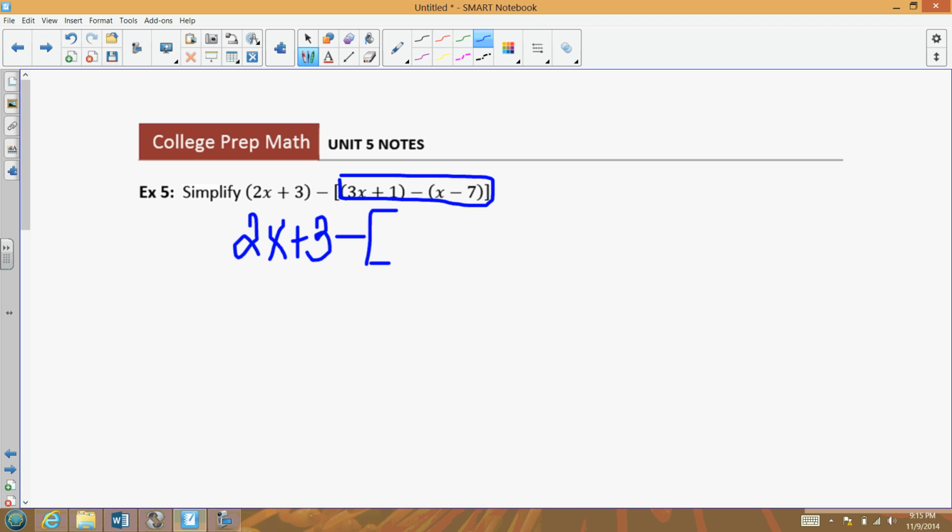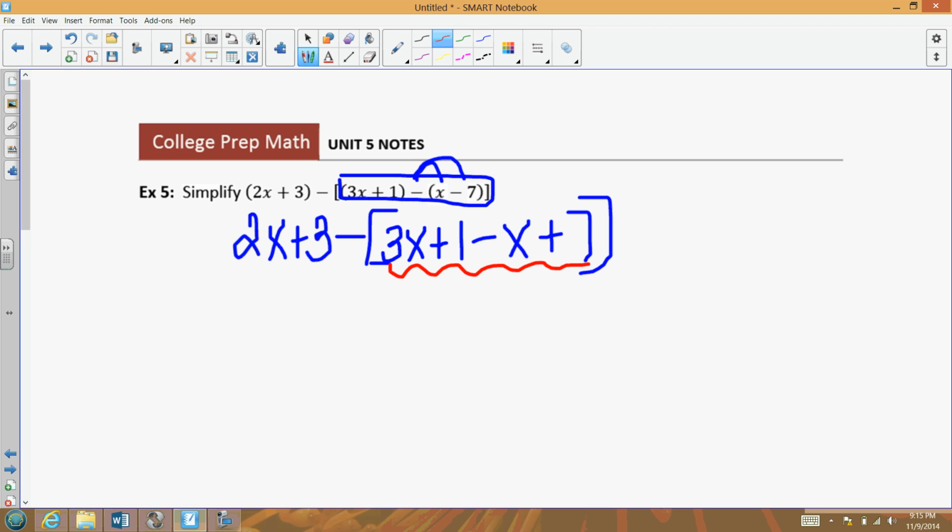So the 3x plus 1 is just going to become 3x plus 1. I don't need to worry about doing any distributing. But the next step here, I do need to worry about distributing that negative. So it's going to be minus x plus 7. And these are all in the big brackets. And now what you need to do is you need to combine anything in these big brackets. So I have a 3x and a minus x that's going to get combined.